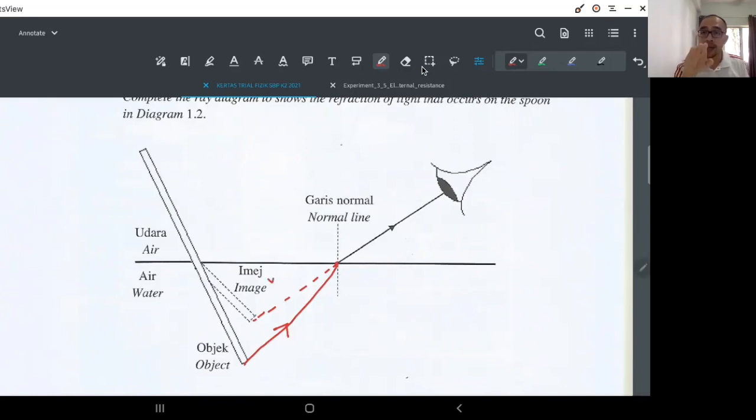Because our eyes can only see light traveling in a straight line, they cannot see bent light. That's why the image appears bent to us. Anyway, if you don't understand this, just remember this.